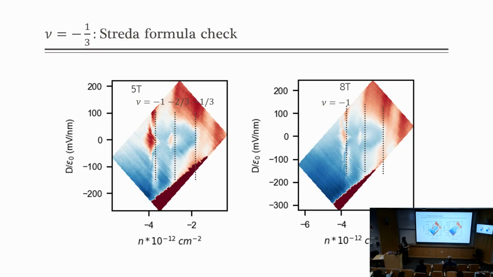So here, since we can measure it very clearly, we measure it as a function of magnetic field. And if it is a Chern insulator state, then according to the Streda formula, it should move with magnetic field. But what we found was that the nu equals -1 state moved, the nu equals -2/3 state also moved, but the -1/3 state stayed. So we think that the nu equals -1/3 state is topologically trivial.